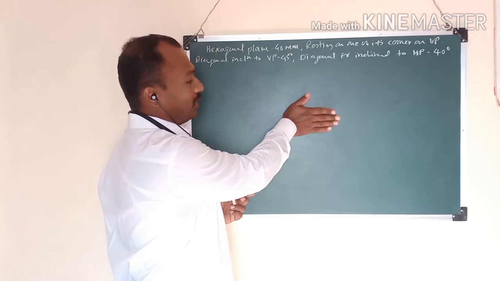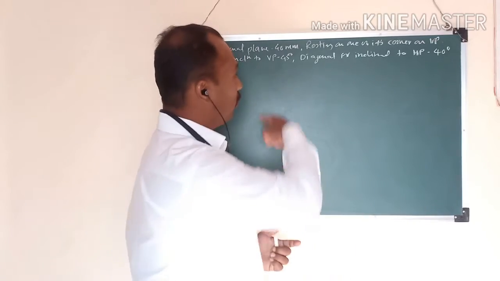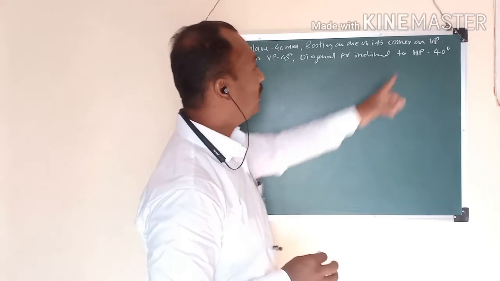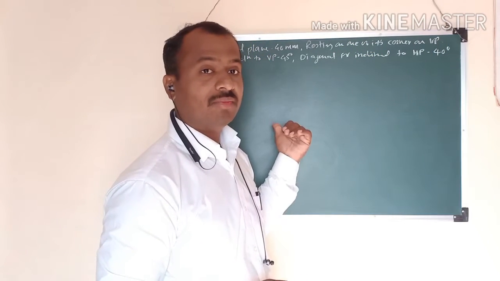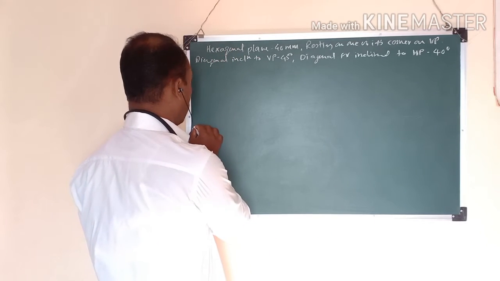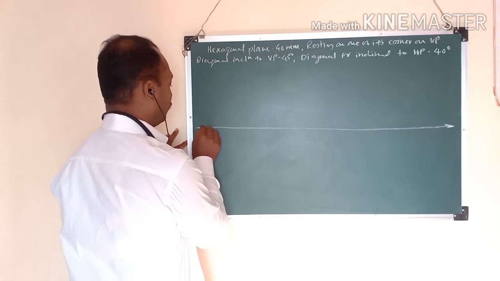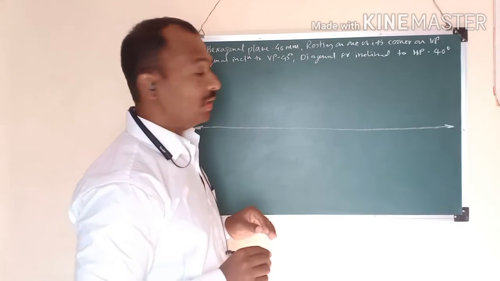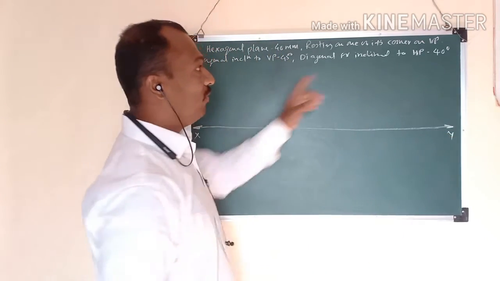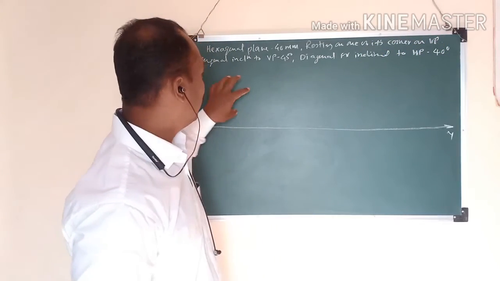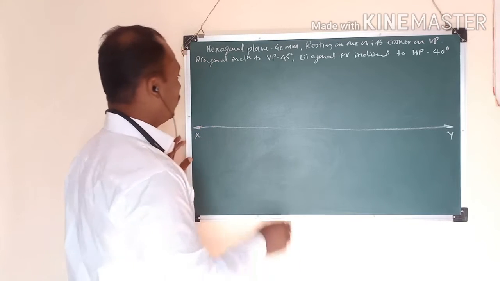अगर ये VP पे पूरा रेस्ट है तो क्या होगा? In the front view it will appear as a hexagon. फ्रंट व्यू में हेक्सागन आएगा इस प्रॉब्लम में. And it is resting on the VP on one of its corners. So we'll take the corner on the left side. So this is the XY line. Draw this XY line first. Then as this plane is resting on the VP, the hexagon will appear in the front view, and as it is resting on a corner, we take the corner on the left side.